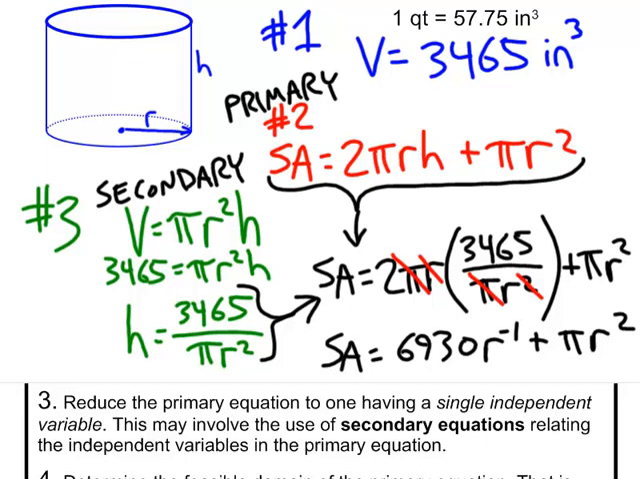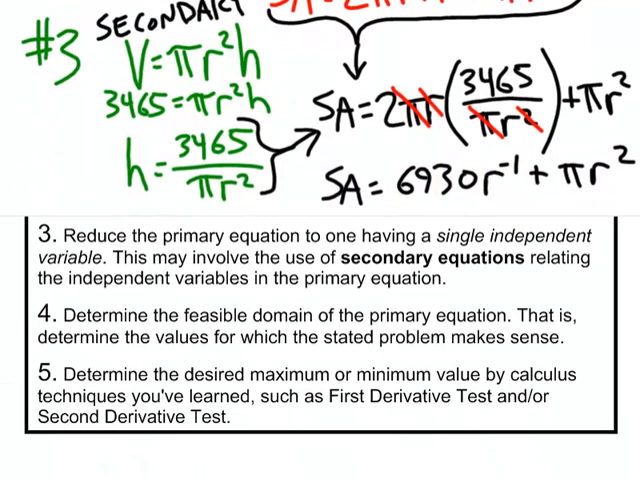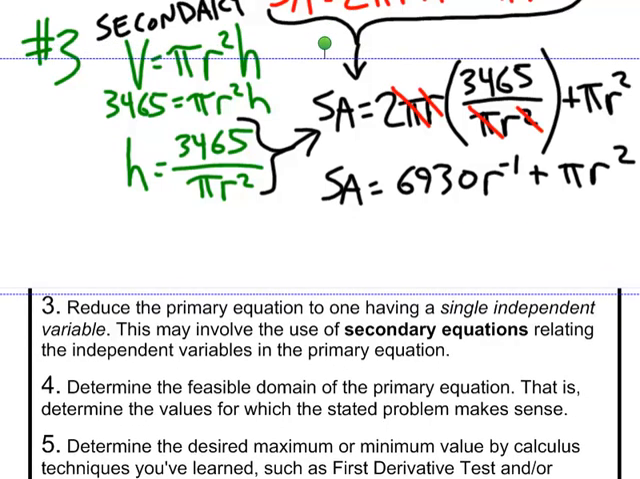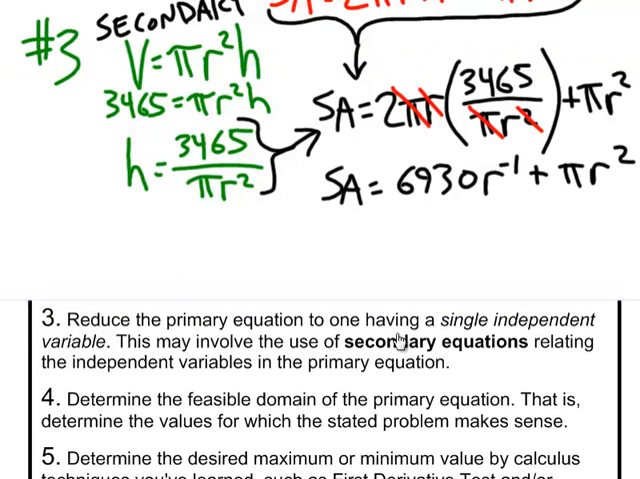Now we've completed step 3. We've reduced this primary equation down to an equation that is just a single independent variable, r. Let's scroll down a bit. As far as step number 4 goes, determining the feasible domain of the equation, we ask ourselves, what are the reasonable values of r over here? Well, we know that we're dealing with a real-world physical pot, so we can't let r be negative or equal to 0, right? There's step 4.